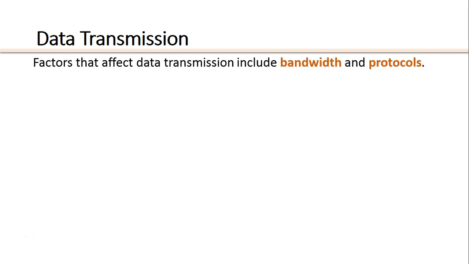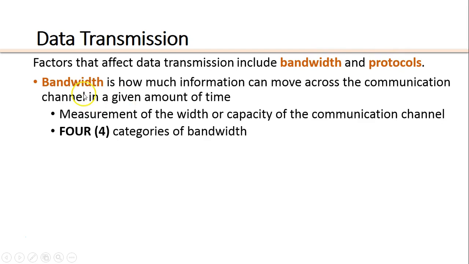Data transmission. What is the factor that affects data transmission in communication system? So the two factors that affect data transmission are bandwidth and protocols. What is a bandwidth? It is how much information can move across the communication channel in a given amount of time. Measurement of the width or capacity of the communication channel. So, there are four categories of bandwidth.